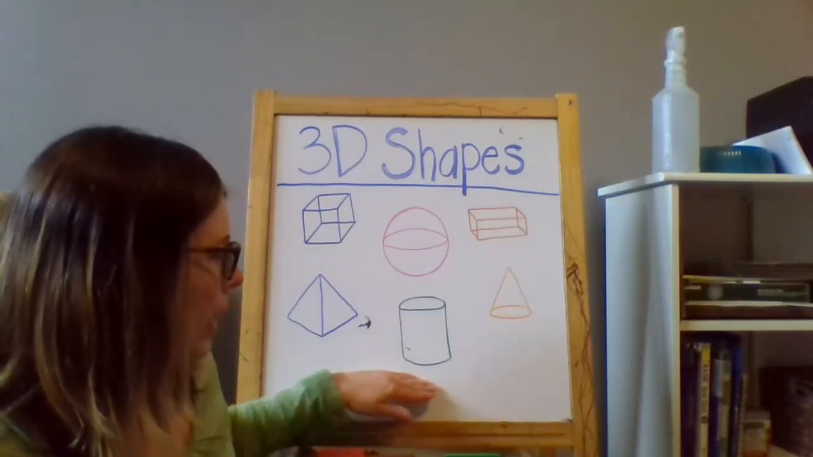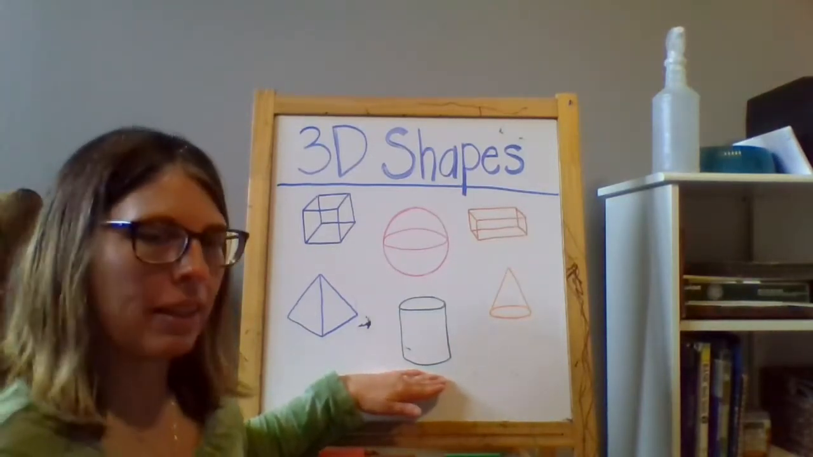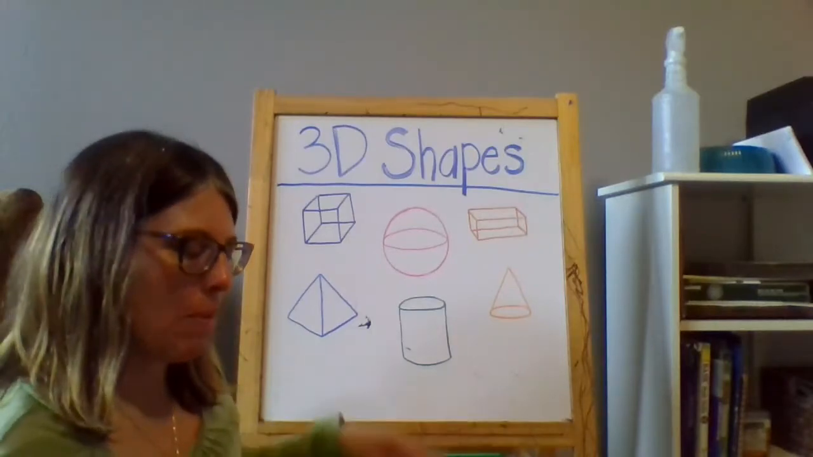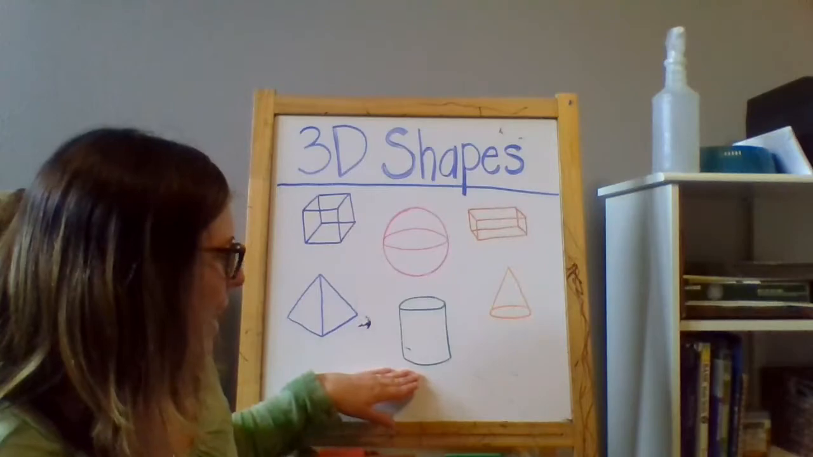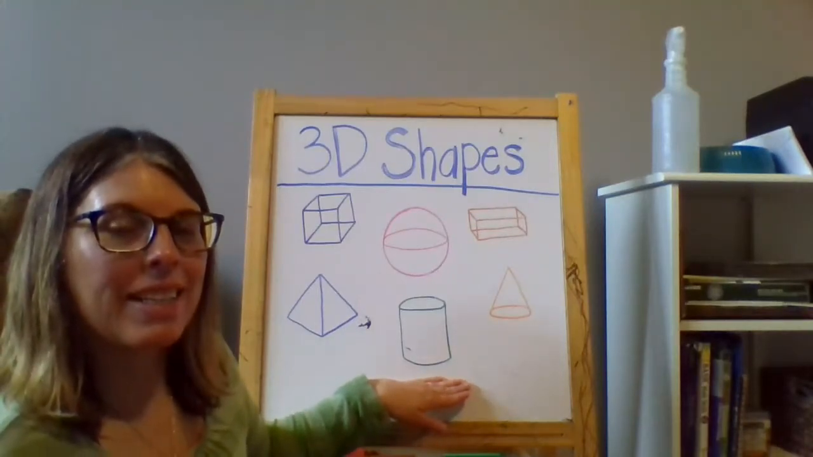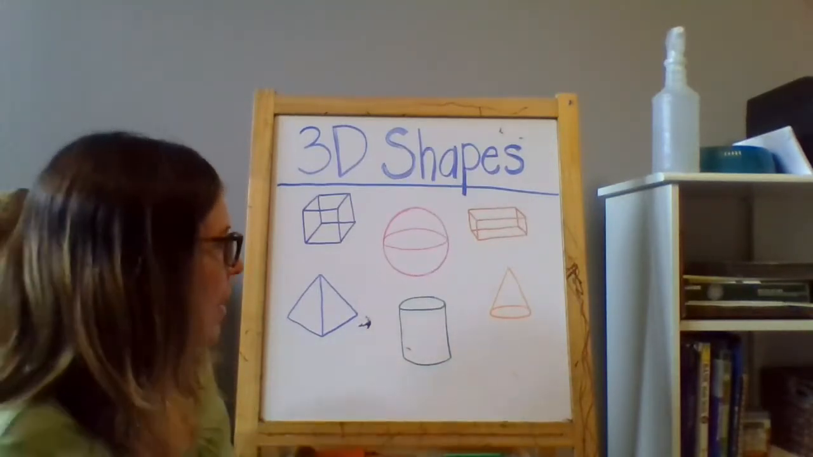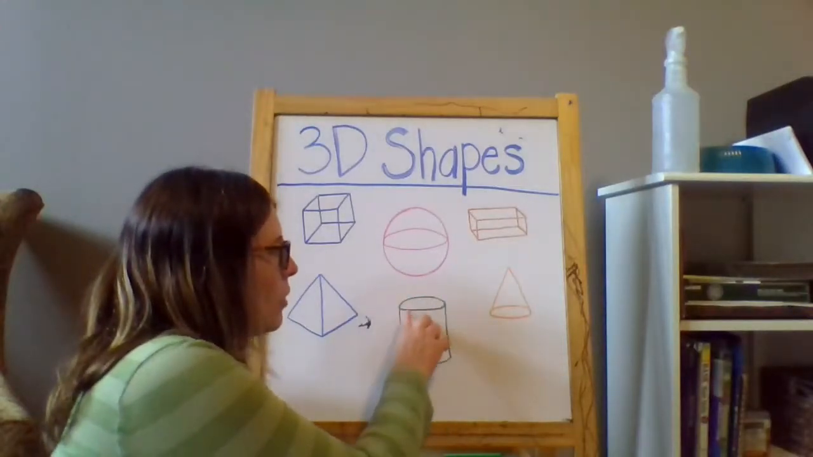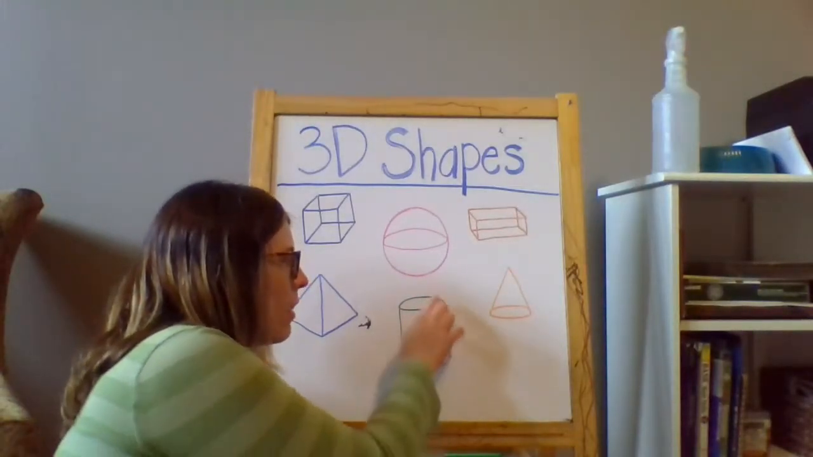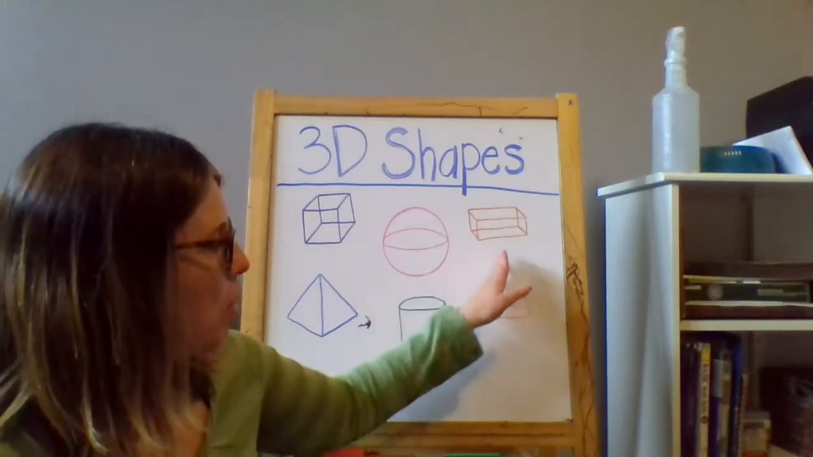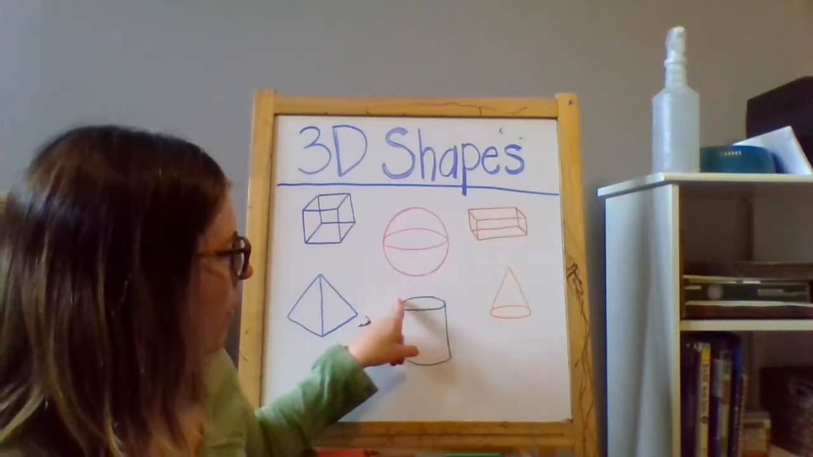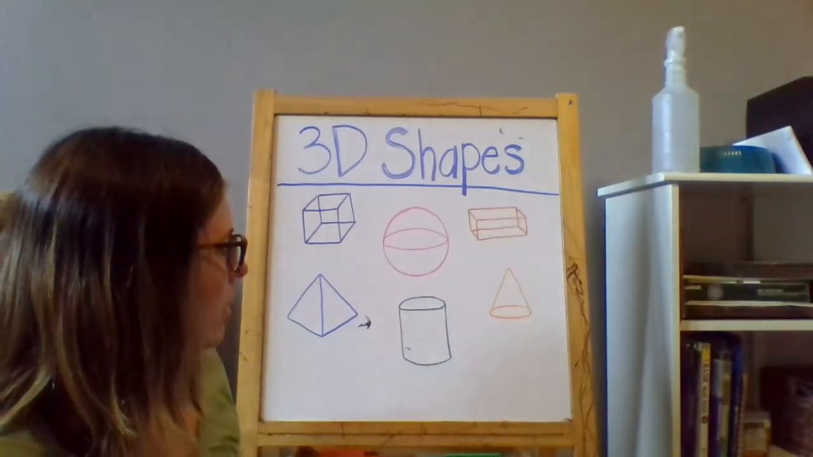This is like the shape of a can, like a can of soup. Or maybe like a toilet paper roll. It's a cylinder. Yeah, and it has two ends that are circular. Like this has one circular end and a point at the top. And these have two circular ends.